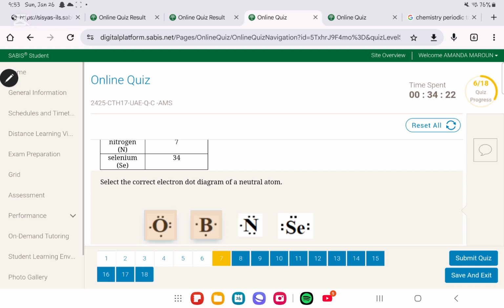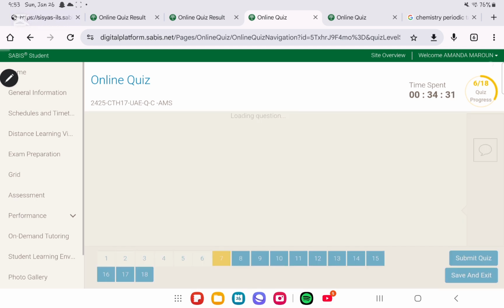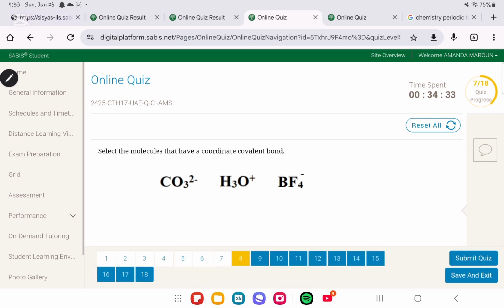So if you check over here, it definitely does not have 4. It's supposed to be 1, 2, 3, 4. This does not have 4 valence electrons, so we are not going to choose it. We move on to question number 8. Here you have to select the molecules that have coordinate covalent bonding. So what you're going to do is you're going to draw them. So you have C, O, O, O. Okay? And then O, H, H, H. This is for the H3O.